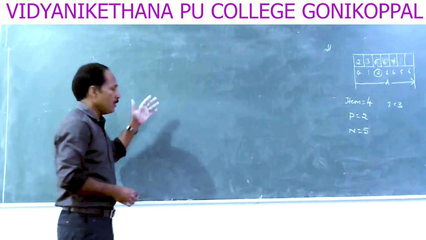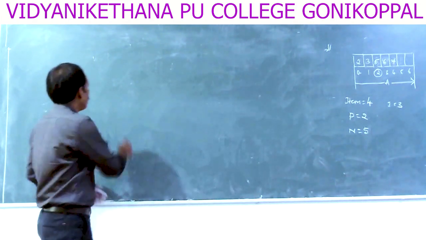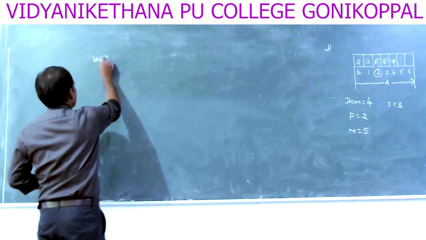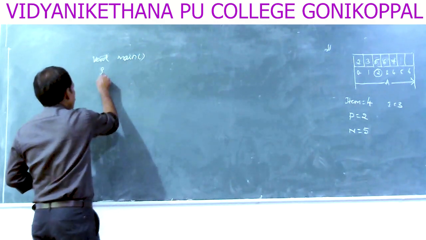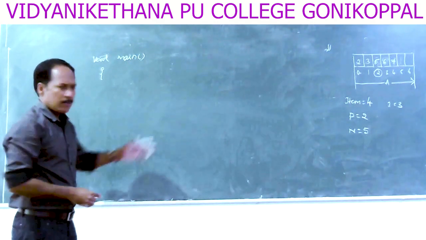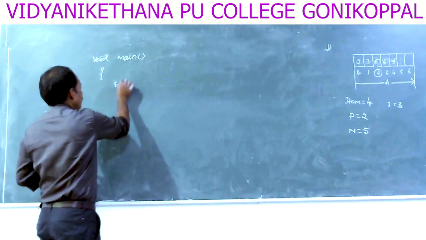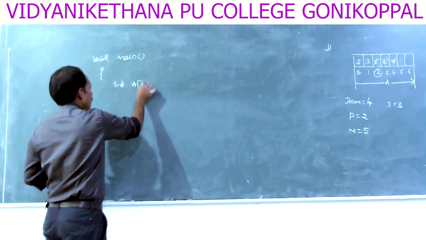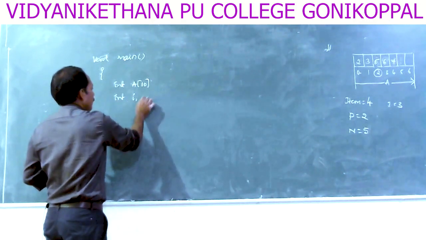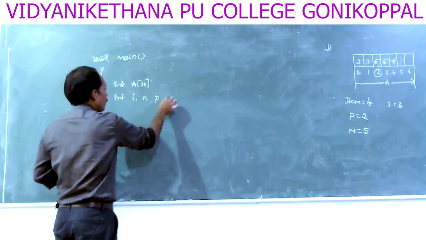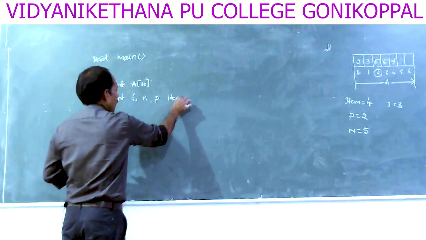So again, as usual, top-down approach, three steps: input, output, processing method. What do you require? Deleting an element means, as usual, you need an array, because you delete from an array. So an integer array a of 10. What other things? We need subscript i, number of elements n, position p, and item to copy.